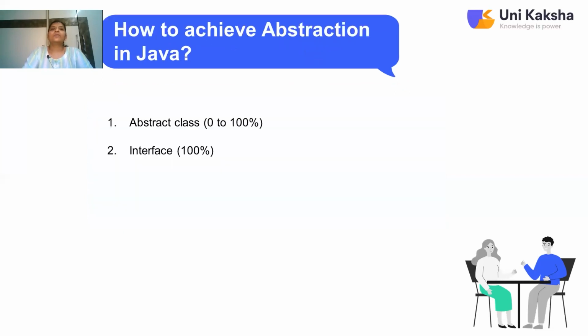Now let's move further and understand how this abstraction can be achieved in Java. Abstraction can be achieved in two ways in Java. First, by using the abstract class, and second, by using interfaces. When you use interfaces, abstraction can be done 100%.